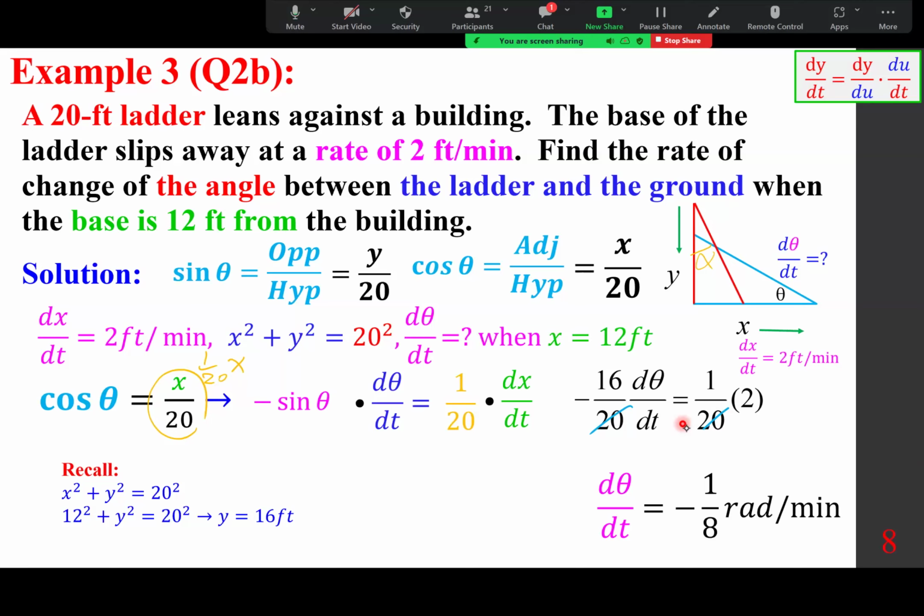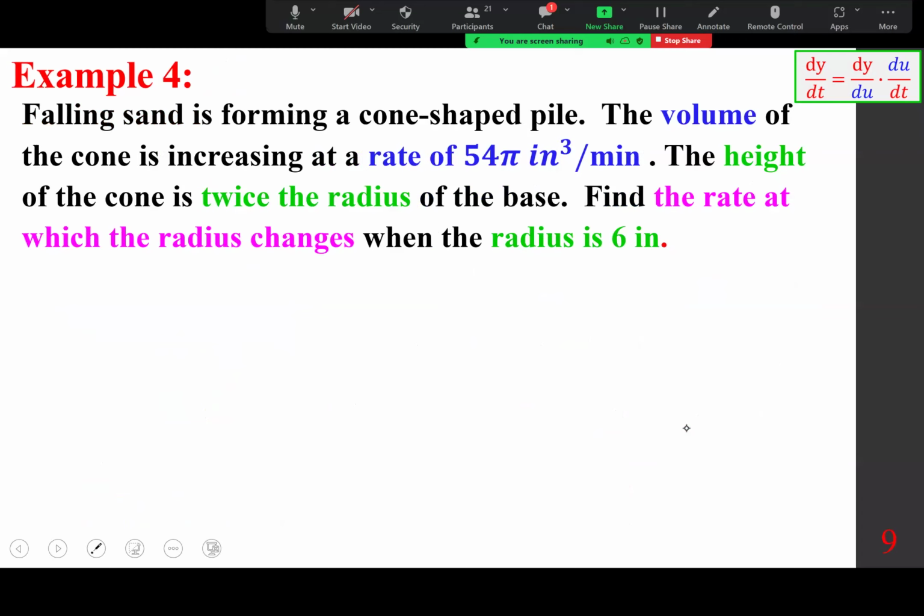Units, radians per minute. The angles always have the units of radians when it comes to calculus, unless otherwise mentioned. It's always in radians, everybody. So very straightforward. We're going to move on, everyone, to the next question.